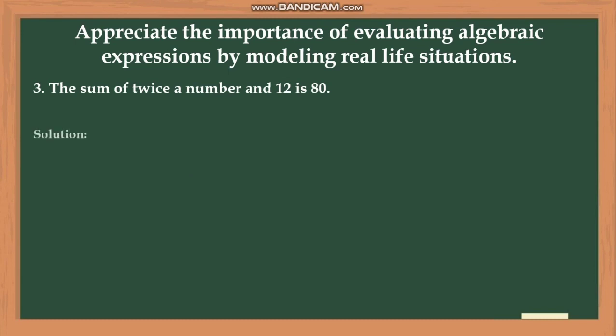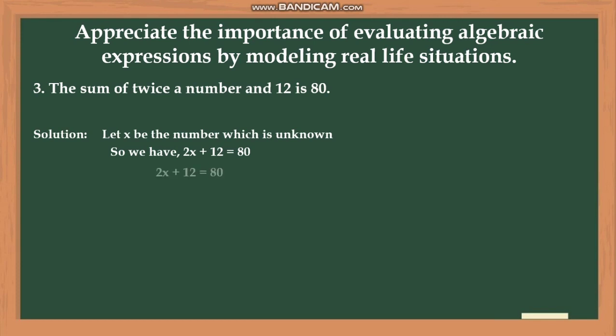Let's find out. Solution. Let x be the number, which is unknown. So we have 2x plus 12 is equal to 80, since the sum of twice a number is 2x. And a number and 12, so plus 12. And it's stated that it will be equal to 80. So let's put equals 80. So simplify the given equation. 2x plus 12 equal to 80.